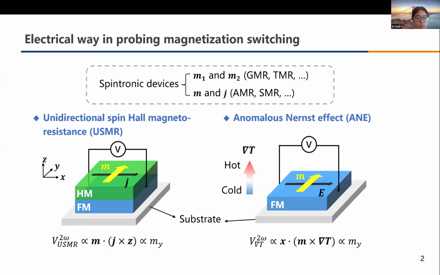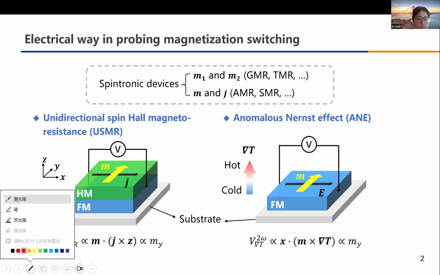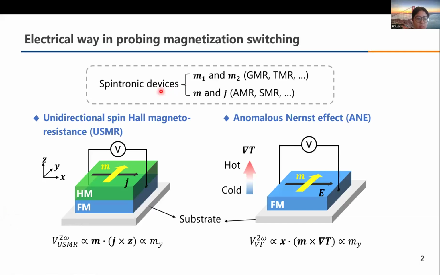In the longitudinal measurements, the latter includes some magnetoresistance effects like the AMR and the SMR. However, these two kinds of MR provide a symmetric response to the magnetization direction, meaning that they cannot distinguish between the opposite directions of magnetization. On the other hand, the USMR depends on both the current direction and the magnetization direction.